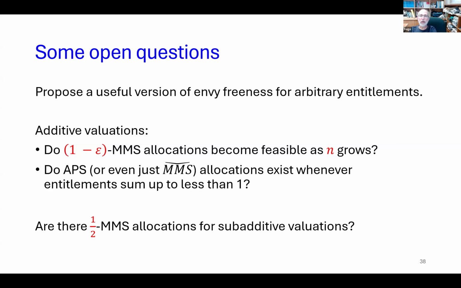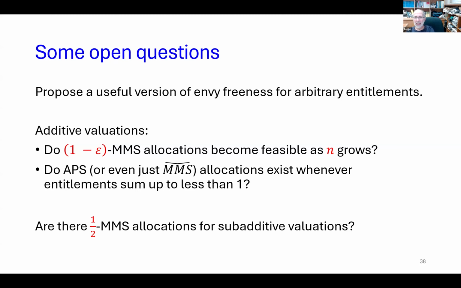Another form of approximation is to ask what happens if the total entitlement of agents is slightly smaller than 1, not equal to 1. Maybe then shares become feasible. So for example, is the APS feasible if the sum of entitlements is smaller than 1? This we don't know. We can also ask this for the MMS rounded down, with entitlements rounded down to 1 over an integer, whether this is feasible when the sum of the entitlements is smaller than 1.